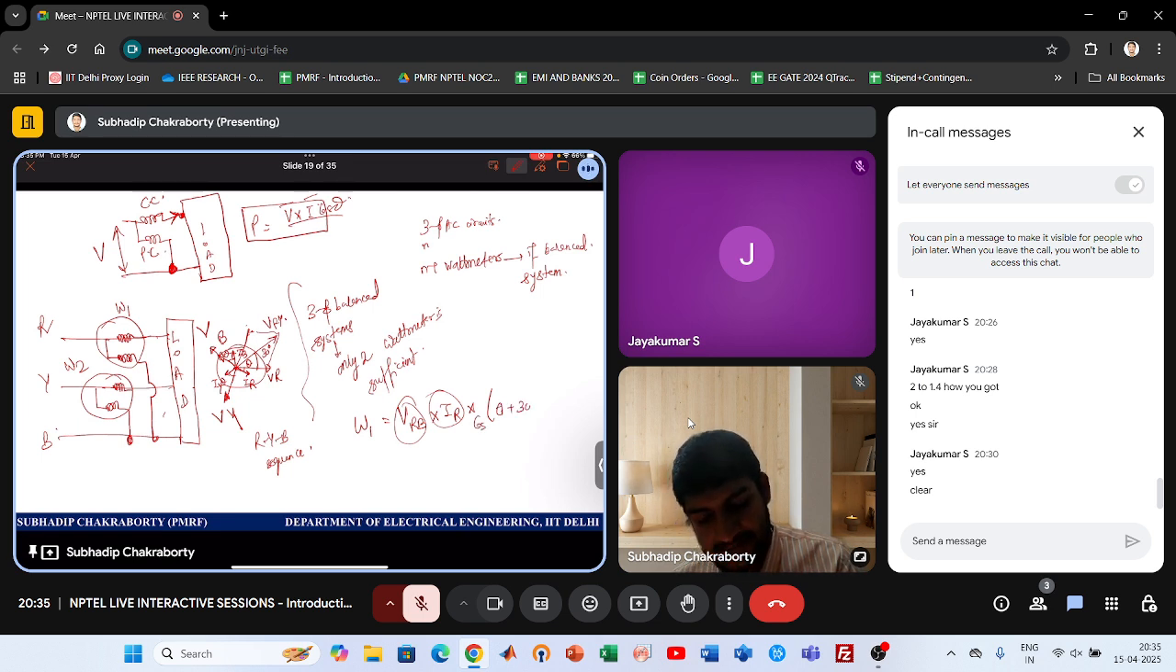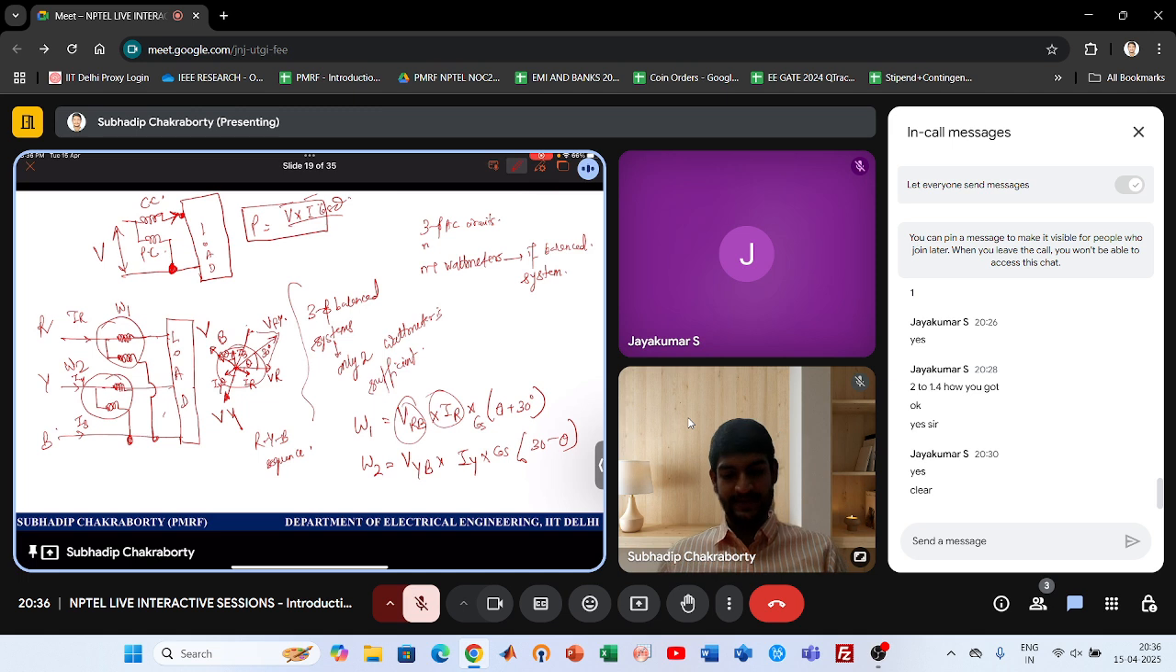So phi plus 30 degree, and another wattmeter similarly will read VYB into IY into cos of 30 minus theta. 30 minus theta or theta minus 30, all are same. But these are all balanced, right? So I can write as line voltage and line current. All are same, magnitude wise.